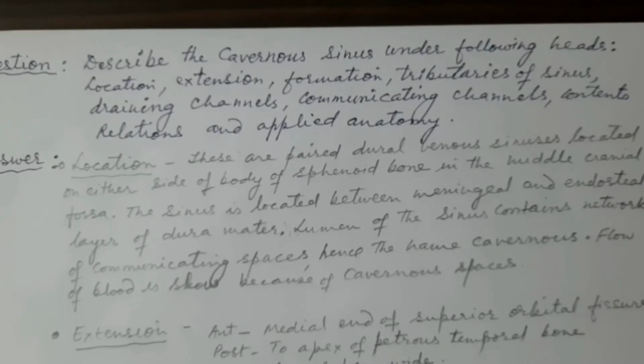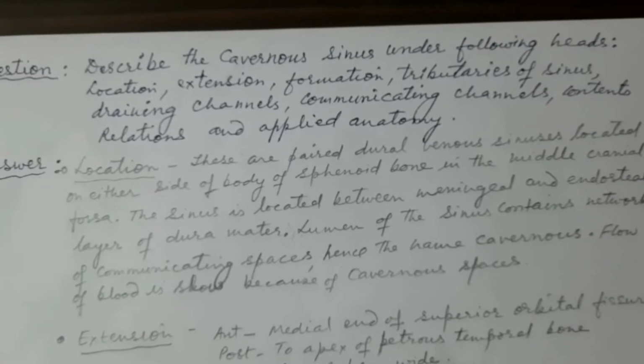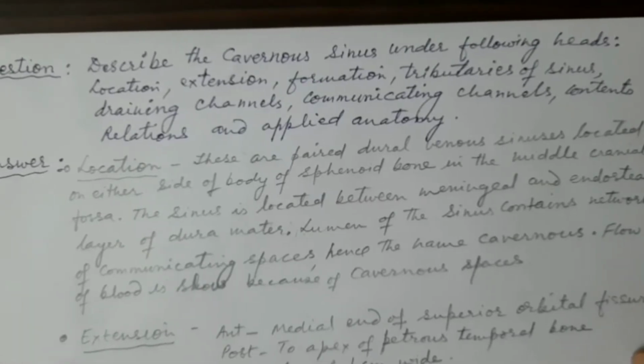And these sinuses on the right and left are located on either side of the body of the sphenoid bone. The body of the sphenoid bone is present in the middle cranial fossa, in the midline. Now, the sinus is located between the meningeal and endosteal layers of the dura mater. That I will explain further.